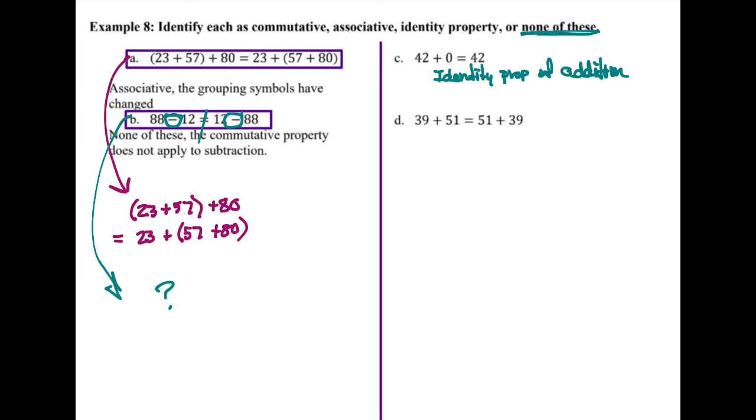Okay, now the next one, you can see that all they did was change the order. Flip these around, 39 and 51, we get 51 and 39 like they have. So which one of those properties means you're changing order? That's the commutative property, right? So commutative property of addition. Commutative is fine because today it's going to be addition only. So we have an example there of every one of those. So we have a commutative, we have the associative, we have the identity, and we have none.